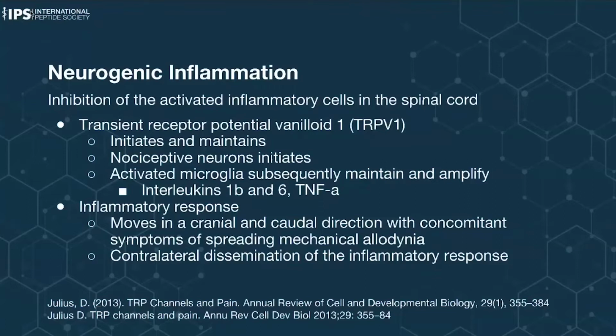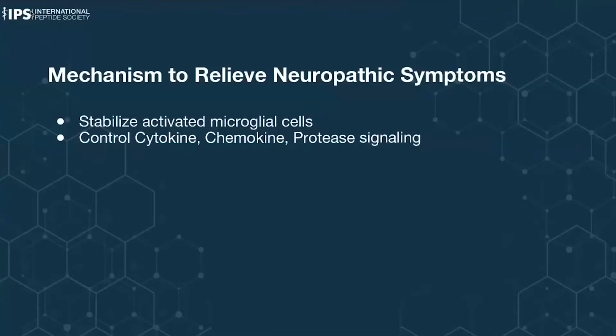So you have those patients that say, well, my pain's here and my pain's also over here, and people think they're crazy, but there are real pathways to why it's happening, and it's secondary to this contralateral dissemination of the inflammatory process. So the mechanisms to relieve this: what are we trying to do? We want to get rid of that activated microglial cell response.